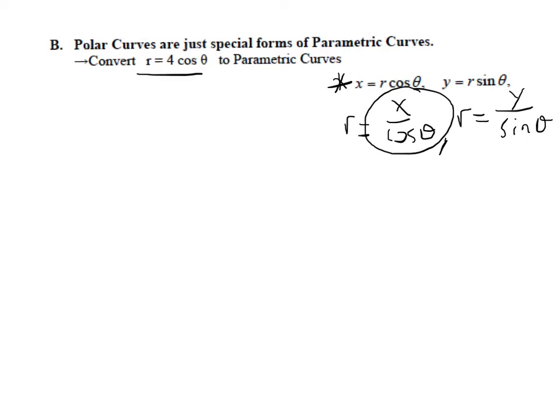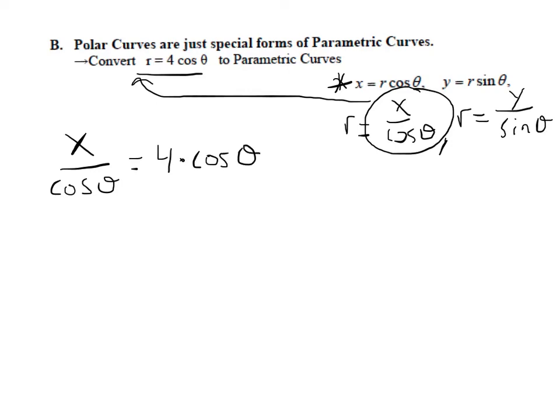So all I do is, first, I'm going to take what I know r is. In one form, it's x over cosine of theta, and I plug it in for the r right there. And so from that I would get x over cosine of theta equals 4 times cosine of theta. And then I want to solve for x, so I multiply both sides by cosine, and I get x equals 4 times cosine of theta times another cosine of theta. And that's my equation for x.